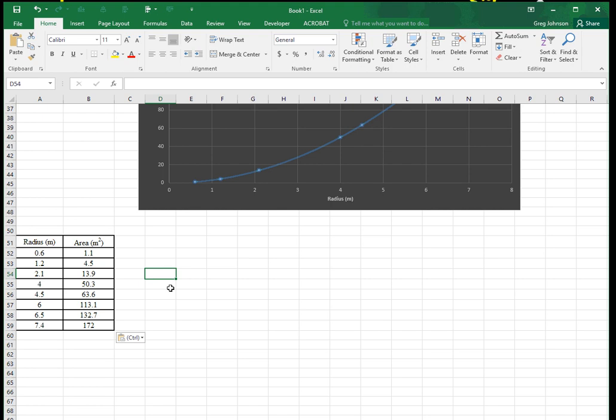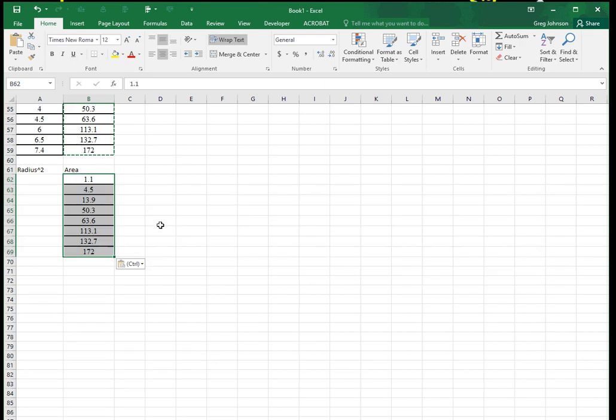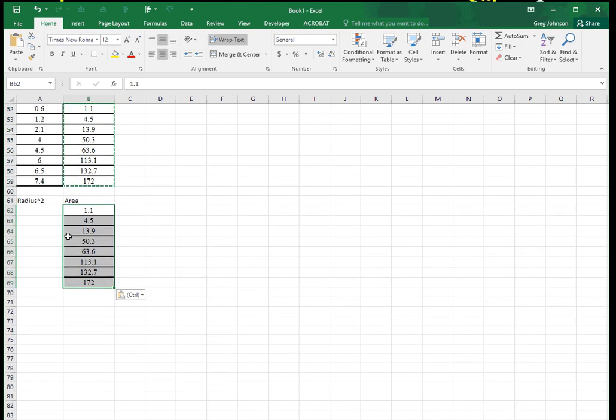Okay. So now remember, instead of having just the radius here, I want to make a column that has the square of the radius. Okay, so I want radius squared versus area. All right, so I can just copy. This is the nice thing I can do in Excel. I can copy this column. Control C is copy. Control V is paste, and paste that data down there.